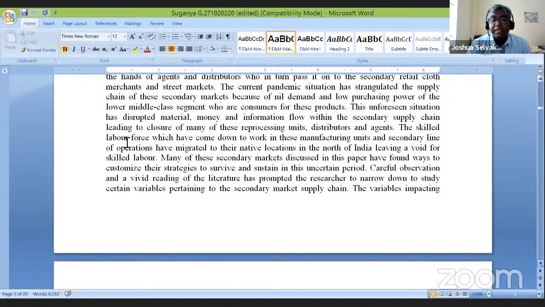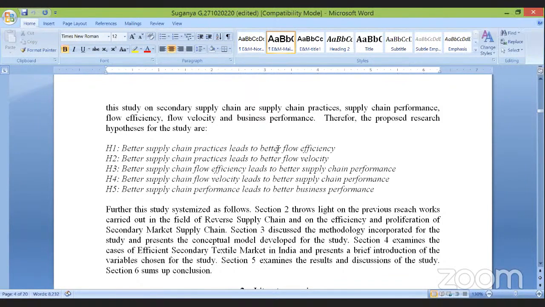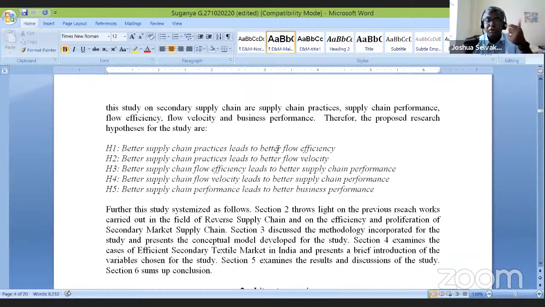Better supply chain practices lead to better flow efficiency. In the morning session, I told you that if you take any supply chain, the 3 important components are the flow of material, the flow of information, and the flow of one more thing. What is that? Money. Information flow, money flow, material flow. If these 3 things can flow without hassle in the supply chain, then there is no problem at all. You will find that the supply chain is functioning efficiently.